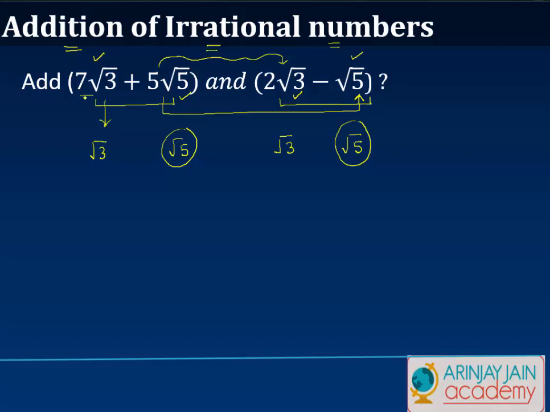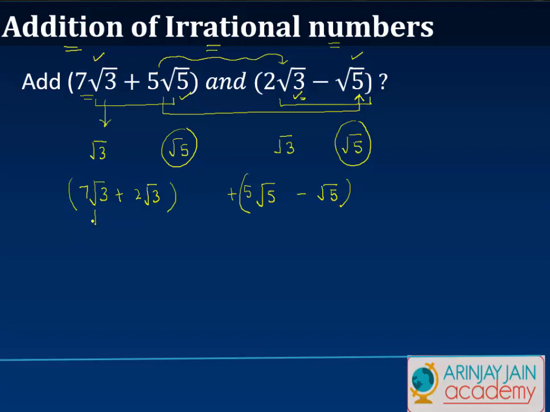So in this case, we have 7 root 3 plus 5 root 5. Now, since this is a different root, I'll just write it a little far off, right? And 2 root 3. Now again, you have root 3. So I will just add here 2 root 3. And then minus root 5. Then basically, I do the addition of these two and I do the addition of these two.